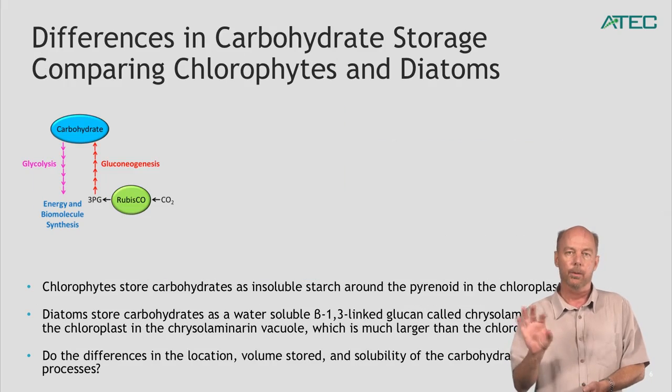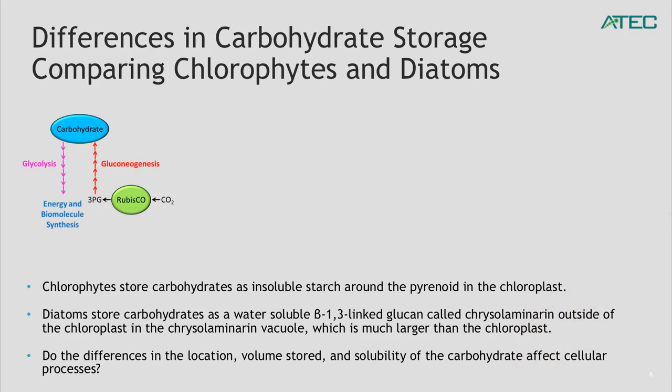So I'm going to focus on a couple areas that are different between the green algae and diatoms that might relate to differences in productivity. So in photosynthetic eukaryotes, carbon is fixed as CO2 from the atmosphere by an enzyme called rubisco, and it forms a compound called 3-phosphoglycerate. And through a series of steps, the 3-PG is converted into carbohydrate through the process of gluconeogenesis. When the carbohydrate is needed by the cell, it breaks it down by the process of glycolysis, and it can generate energy and biomolecules that the cell can use.